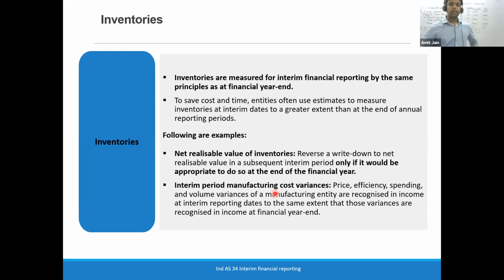Inventories: if there is any inventory in the interim reporting period, it needs to be recognized as per Ind AS 2. What does Ind AS 2 say? Cost or NRV, whichever is lower. What is NRV? NRV is the expected selling price, the net realizable value, that means estimated selling price minus estimated cost. And what is the cost? Cost is the cost of raw material, labor cost, and conversion cost, plus any other directly attributable cost. So cost or NRV, whichever is lower, I need to recognize my inventory at that value.